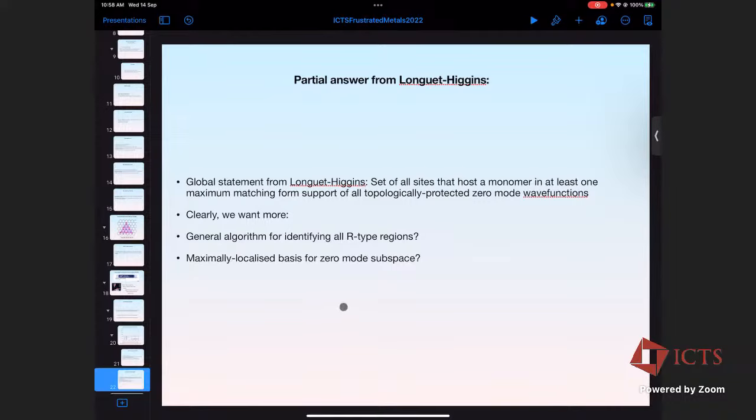So whatever these R-type regions are, if you take their union, if you just sum them up as sets, they will give you all these red sites. But we are not interested in that. We want to have some sort of local picture and say, okay, in this region, there's a monomer, or there are 3 monomers that have to live here, no matter what happens elsewhere.